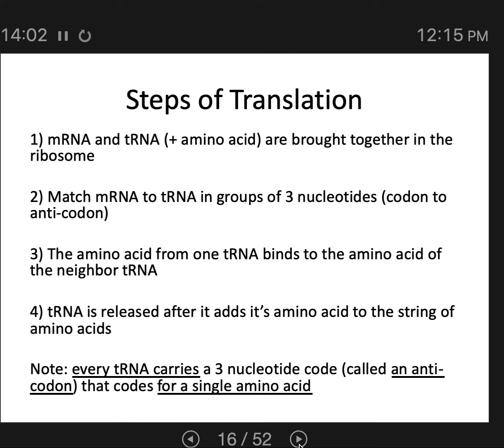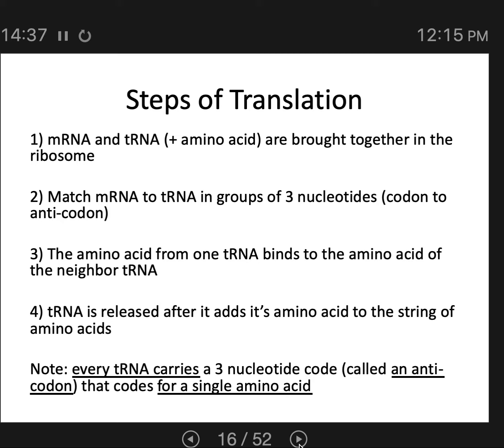Steps of translation. And we'll cover this, and I know we had a picture. Now I'm going to cover this in text, then I'm going to have another couple pictures. First step, messenger RNA and transfer RNA carrying its amino acid are brought together in the ribosome. So the messenger RNA with the gene in it is put into the ribosome. Transfer RNA carrying an amino acid is also put into the ribosome. So the three kinds of RNA plus the amino acid carried by the transfer RNA are all brought together inside the ribosome.